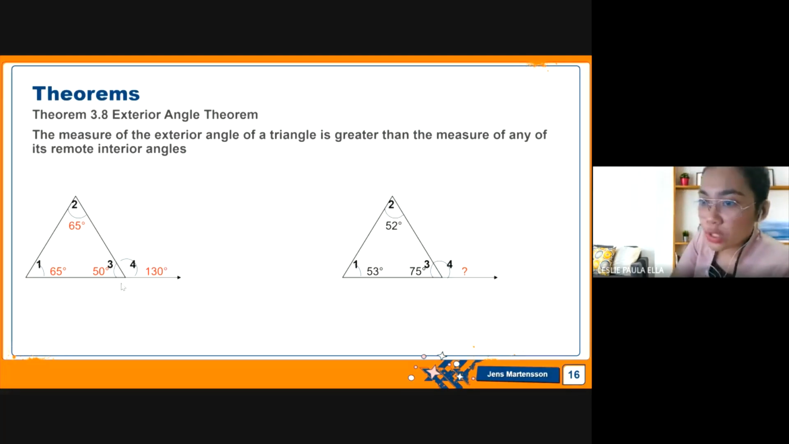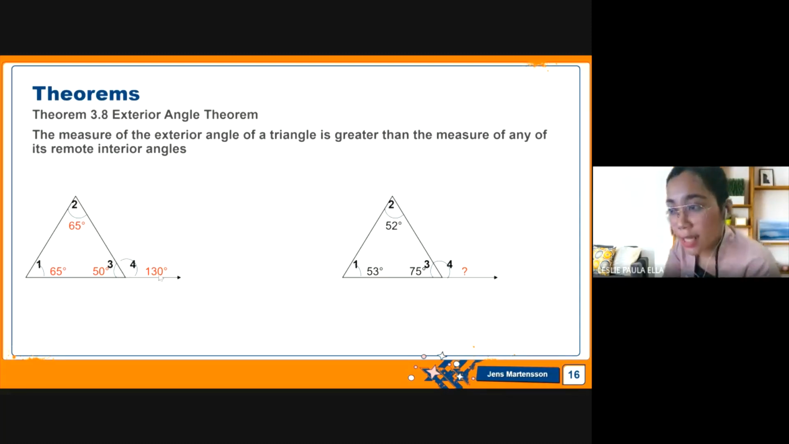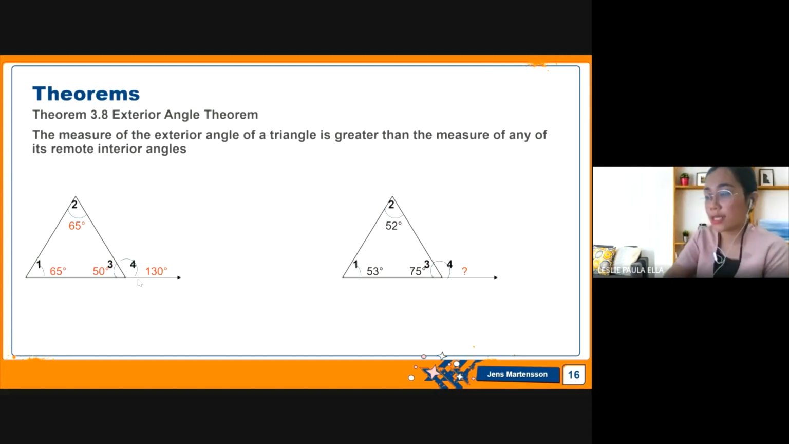For example, here we have 65, 65, and 50. So these included angles give us 180. How about the value of angle 3 and 4? If the value of angle 3 is 50, and this makes 180 degrees, meaning to say that the value of 4 is 130 degrees. When added up, it gives us 180 degrees.